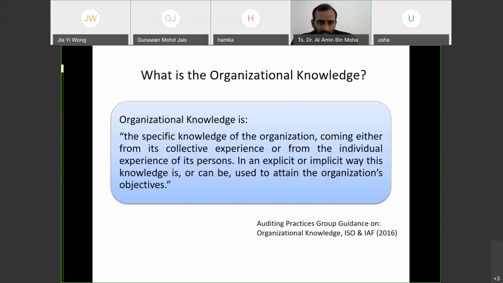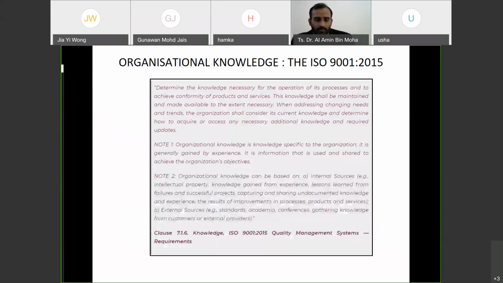the definition, I believe: organizational knowledge is the specific knowledge of the organization coming either from its collective experience or from the individual experience of its person in an explicit or implicit way. This knowledge is or can be used to attain the organization's objective. So basically used to achieve the organization's goal. Okay, this can be either from its collective experience or from individual experience, as we discussed before.